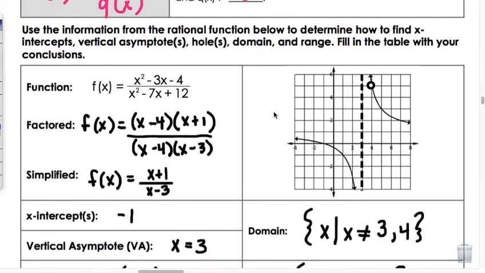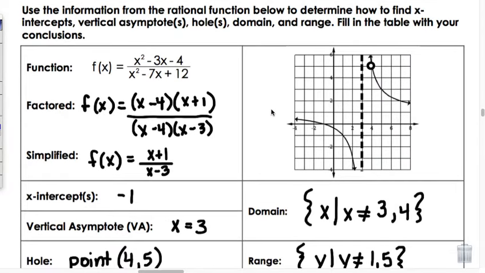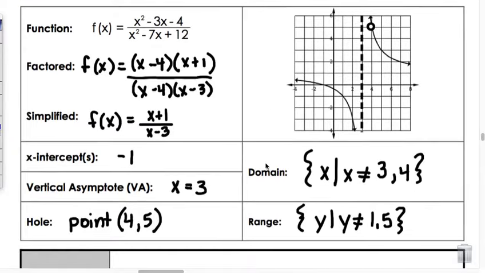Now we're going to look at the next section where it says use the information from the rational function below to determine how to find the x-intercepts, vertical asymptote, holes, domain, and range. Then we're going to fill in the table with our conclusions. So let's look at this table for a minute. I can see here that it's been factored and then it can be simplified. I know that the x-intercept is -1.